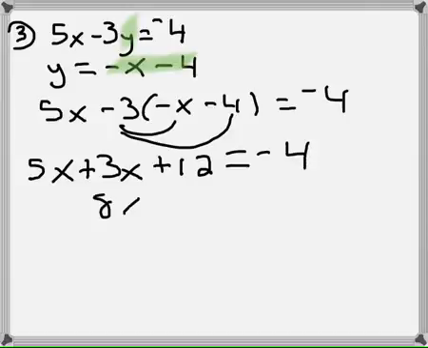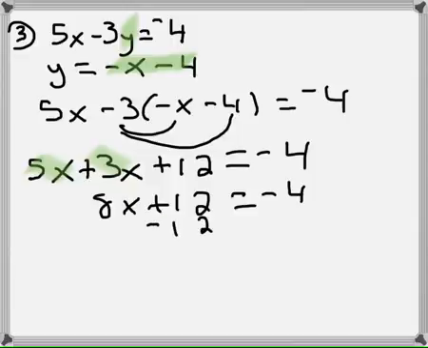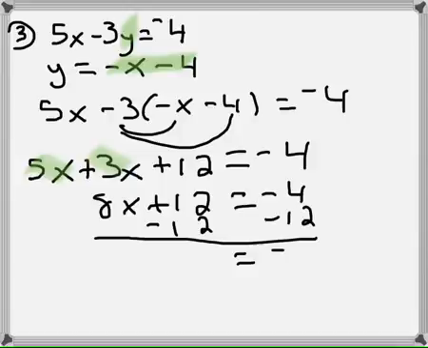Okay, here I have 8x plus 12 equal negative 4. How did I get the 8x? Well, I combined my like terms. So I added these two together. 5 plus 3 is 8, and then I just added the x. Now I want the x by itself. Remember what to do first? Subtract 12 on both sides. Minus 12, minus 12. This is going to be negative 16. This is 0. And this is 8x.